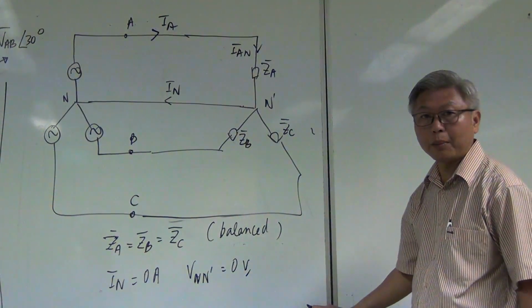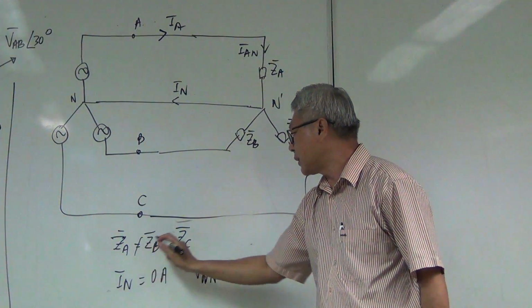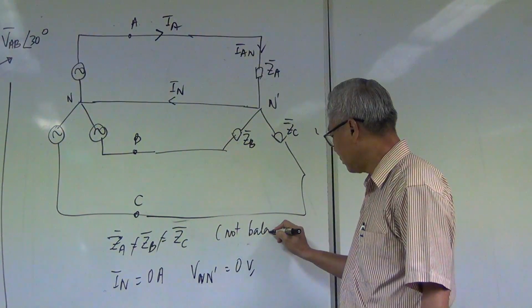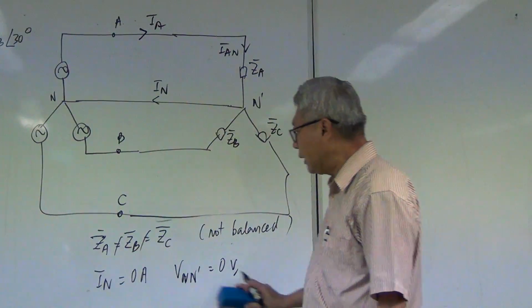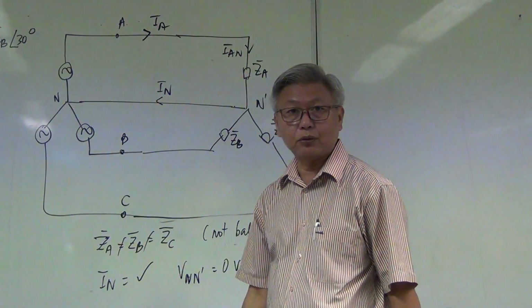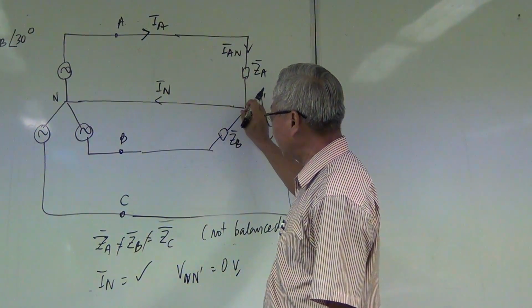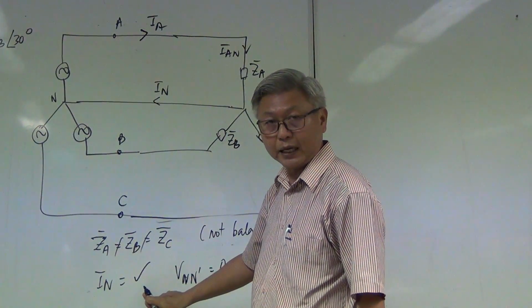But what if the circuit is not balanced anymore? ZA, ZB and ZC are not the same, so it's not balanced. And when it's not balanced, your IN has some value. The sum of the three currents will be equal to IN, and IN is no longer equal to 0 ampere, it has a value.